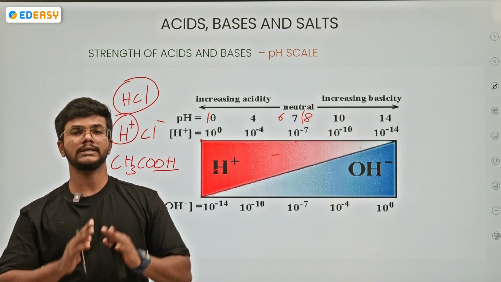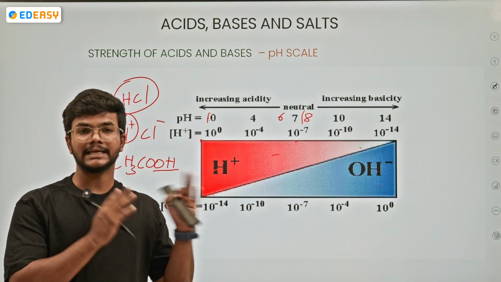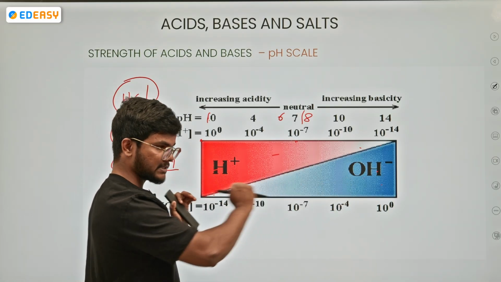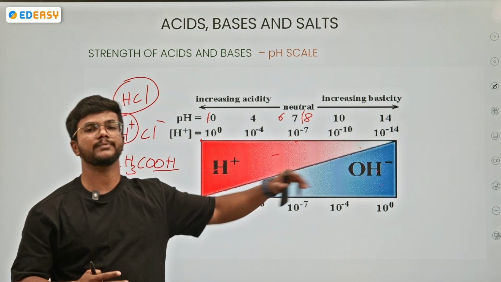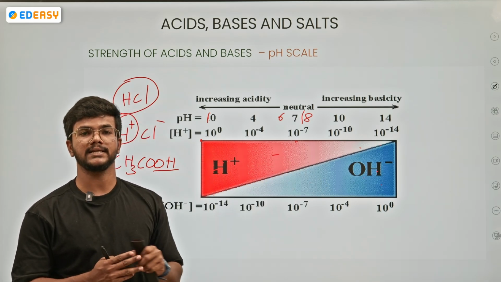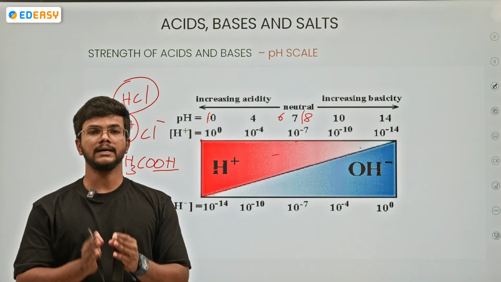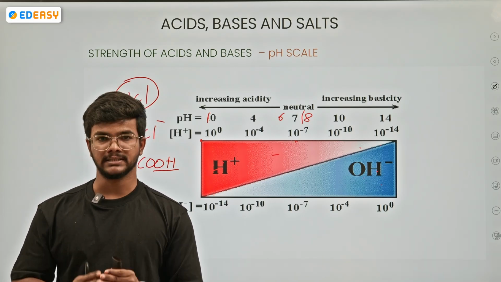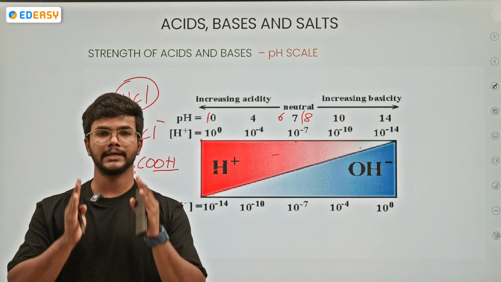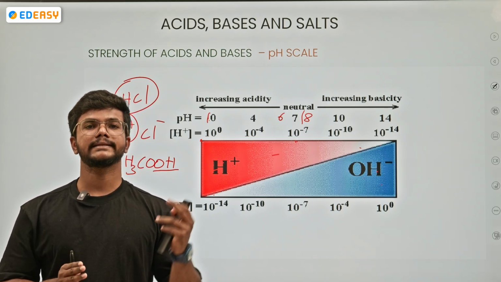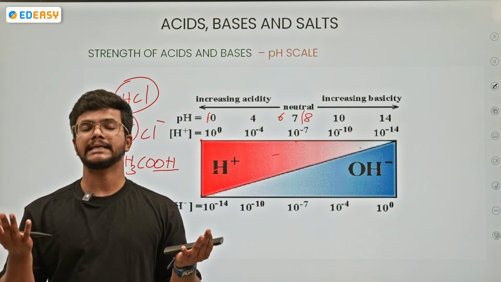So this is not included in your textbook, but there is a certain image which compares the H plus and OH minus concentration. So H plus ion concentration will describe the acidity, whereas OH minus will describe the basicity. Okay, please try to understand. Let me repeat once again. H plus will indicate the acidity, OH minus indicates the basicity.